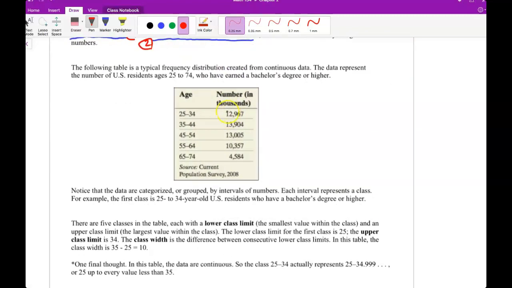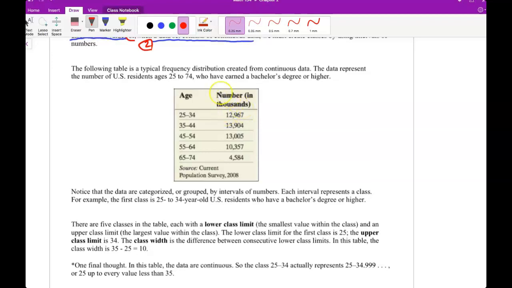Let's see what we have here. The following table is based on frequency distribution created from continuous data. So that is using continuous data. The data represent the number of the US residents ages 25 to 74. So here we have 25, starting with 25 up to 74, who have earned a bachelor's degree or higher.